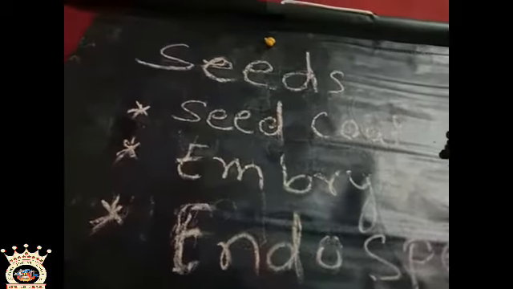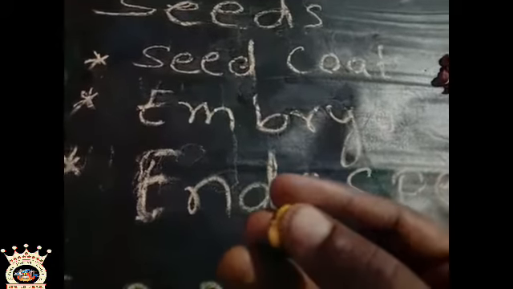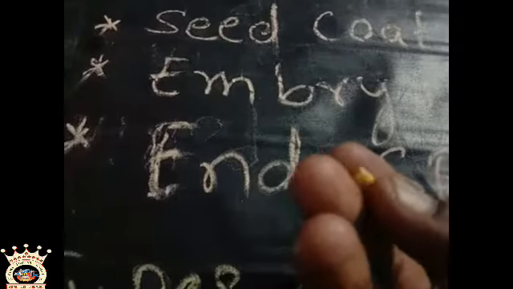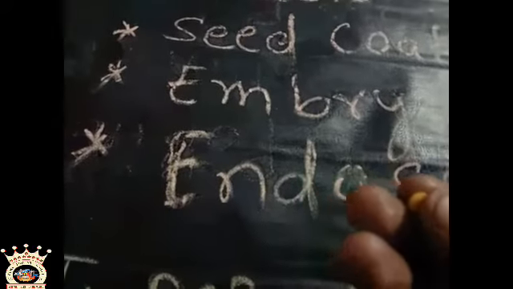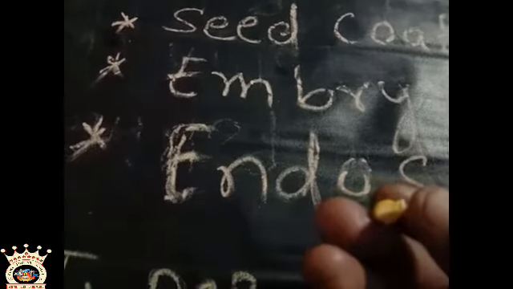Then after that, the embryo. That is the baby plant. See here, in the middle the embryo is there. This embryo again contains the radicle, which is the down part. That radicle grows as the baby root. And the upper one that you see is the plumule. This plumule grows as the baby shoot.